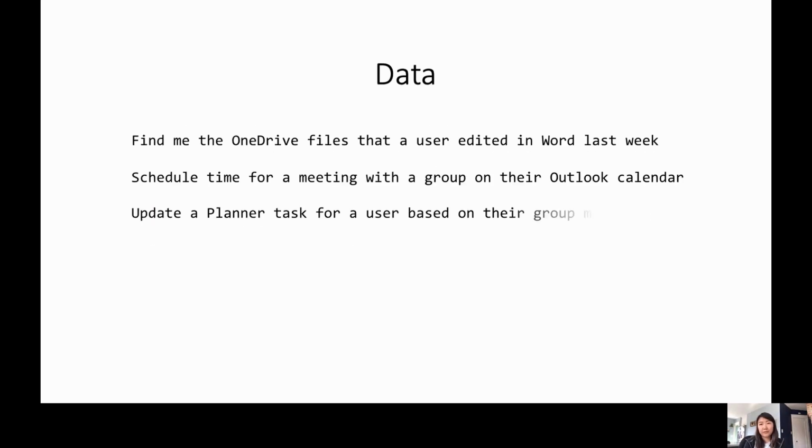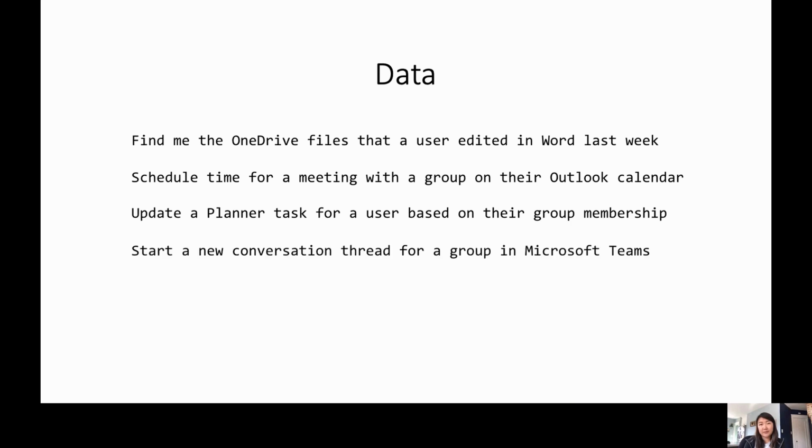And you can also see that we created more sophisticated queries based off of what we just showed you. And they are still very much centered around people or groups. For example, you can find files that a user edited last week, which added more parameters about last week, or Word or OneDrive, or you can schedule time for a meeting with a group on their Outlook calendar. You can update a planner task for a user based on their group membership. You can also start a new conversation thread for a group in Microsoft Teams.